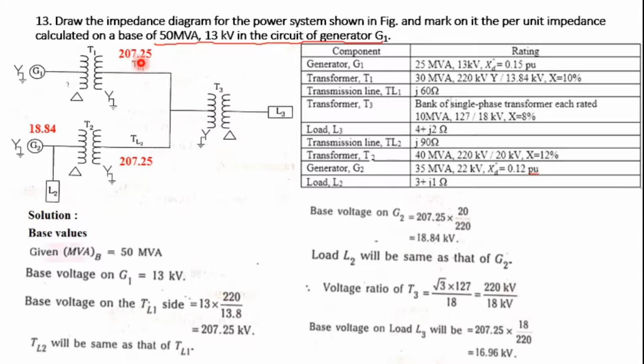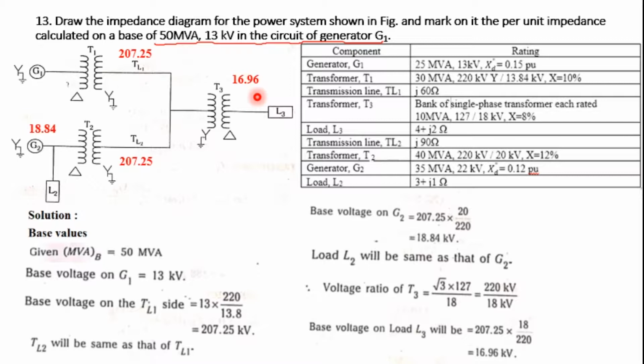It is also 207. This part is also 207 into what is the LT rating of the transformer? It is 18. What is the ST rating of the transformer? It is 220. 18 by 220 will get 16.96. Okay, this is the voltage across the load L3, 16.96. So this is how we are calculating the base voltage for the entire network.